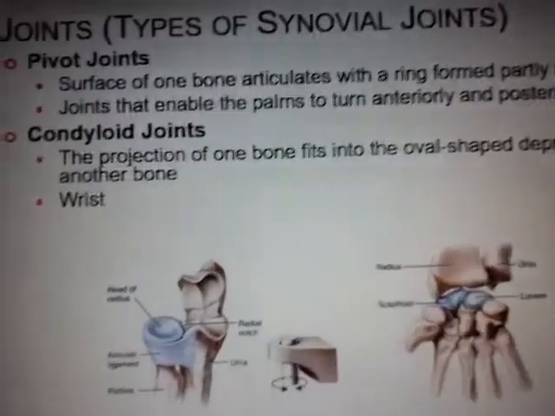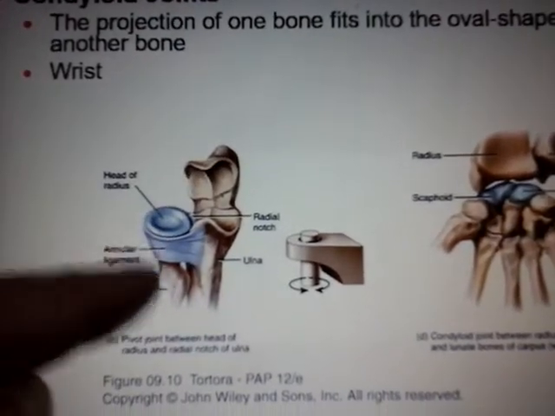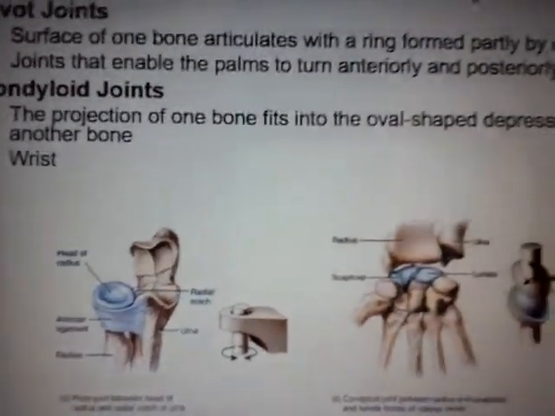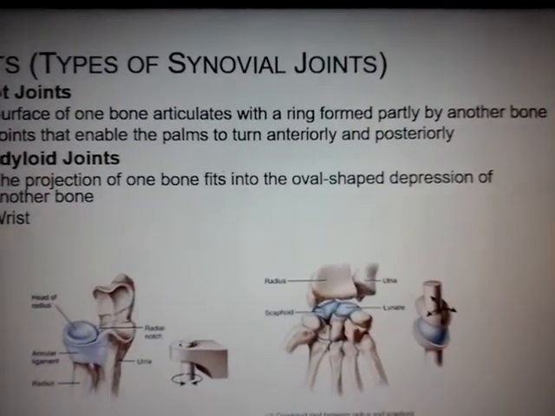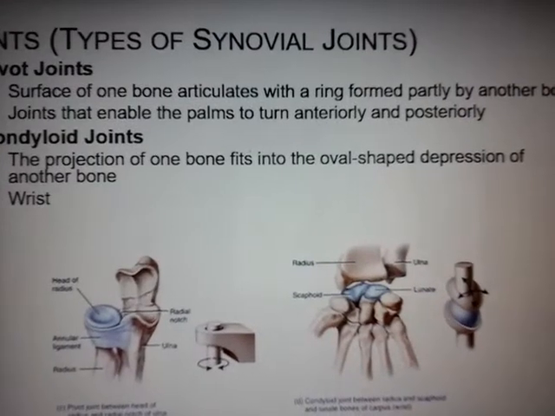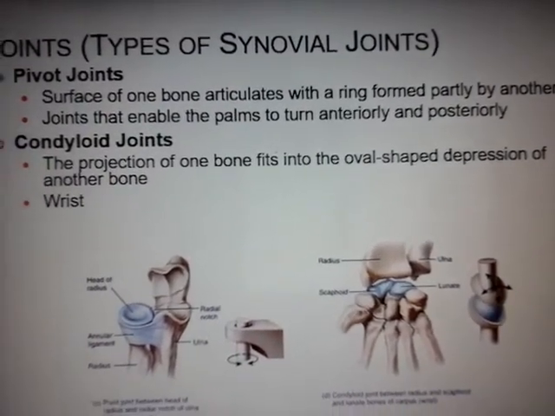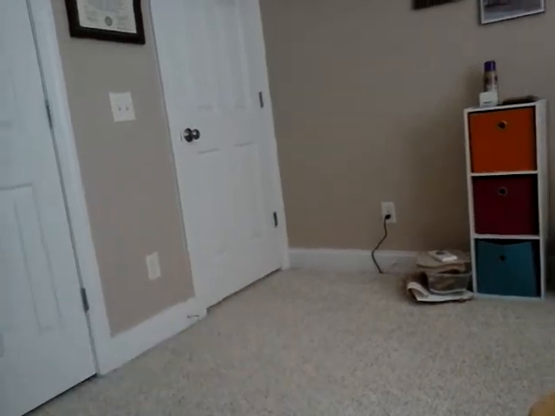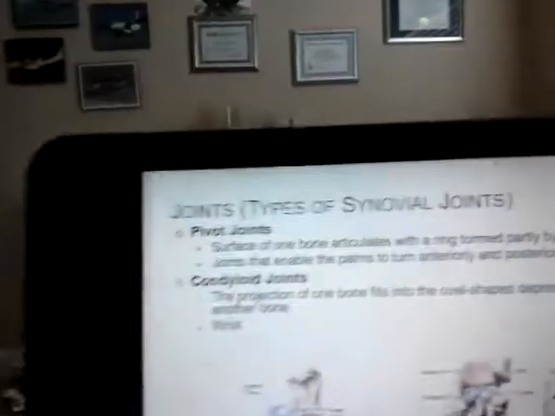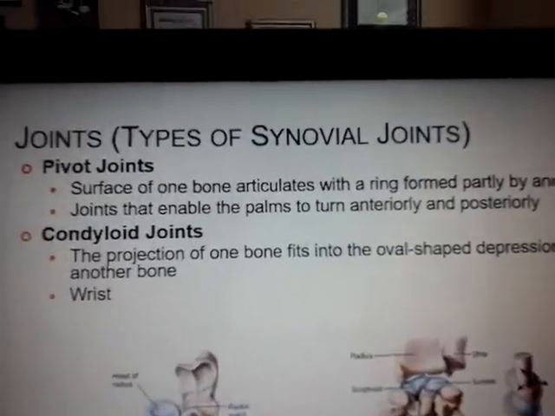Then you have these things called pivot joints. And pivot joints are like here's your elbow, there's your radius. Pivot joints, the surface of one bone articulates with a ring formed partly of another bone. So this is the joint that enables you to turn your palms. This is the joint that allows you to do supination and pronation. That is a pivot joint. When you shake your head no, that's a pivot joint. And I'm shaking my head no, like you guys can see what I'm doing.